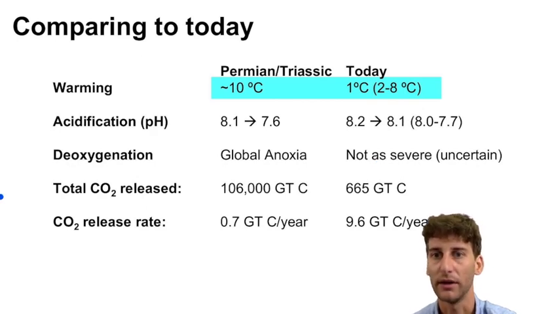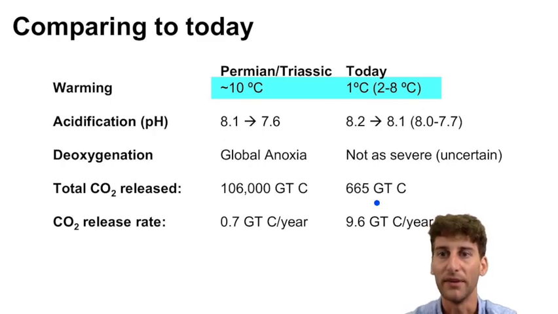So overall, the main stressors that led to this massive extinction, they're a lot less intense than the climate change that we're experiencing today. And that's really because the amount of CO2 that was released during this eruption, 106,000 gigatons, is a lot less than what humans have put in the atmosphere so far. We're at around 665 gigatons. I think that's a 2020 number. Yeah, so the magnitude of perturbation is a lot less intense.